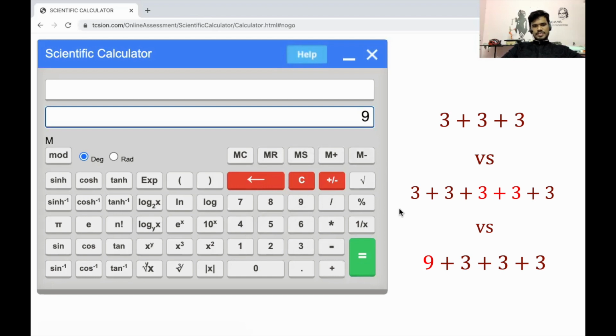You might wonder why 3 plus 3 plus 3 using M plus, M plus, M plus. It need not be 3 plus 3 plus 3. One of them could be this term, another could be this term. So find each term, add it to whatever is there in the memory.